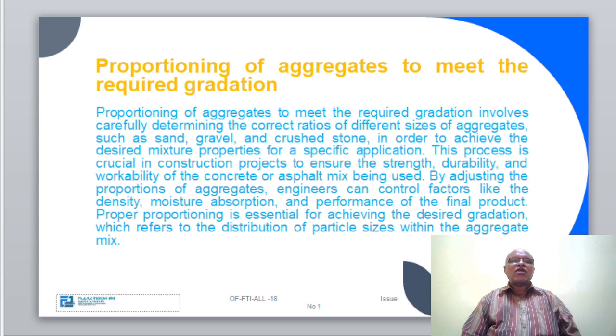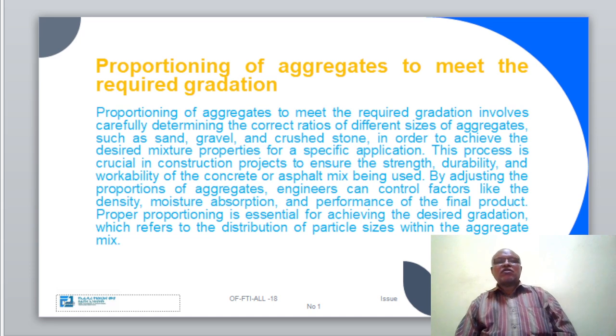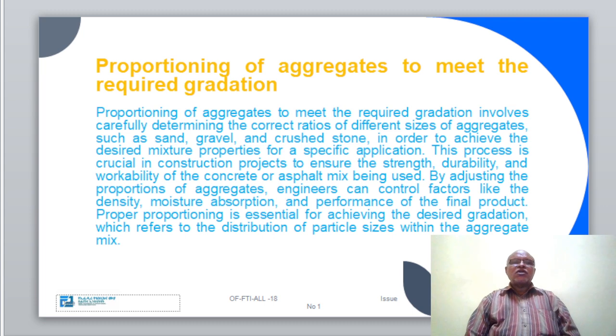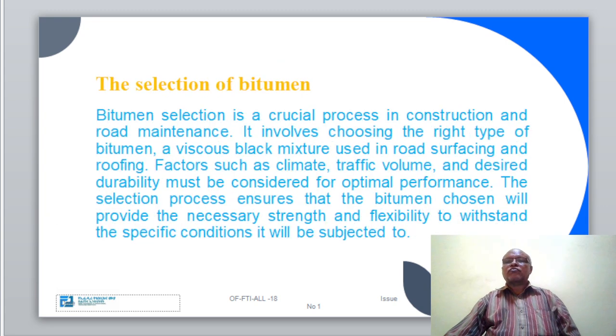This may involve adjusting the proportion of different aggregates to achieve the desired mix. In general, proper proportioning of aggregate is essential in asphalt mix design to ensure optimal performance and durability of the asphalt pavement. By carefully selecting and combining aggregates, engineers can create an asphalt mix that meets the specific requirements of each project. Now let us proceed to the selection of bitumen.